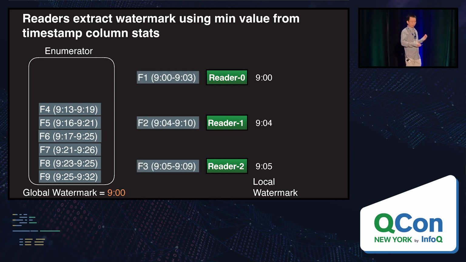Let's assume the enumerator assigned the first 3 files to the first 3 readers, and the readers extract the local watermark by the minimum timestamp value from the data file. So reader 0 will calculate local watermark at 9 o'clock because that's the minimum timestamp value we have from F1. The global watermark is calculated as the minimum of all the local watermarks. So the global watermark here will be 9 o'clock.